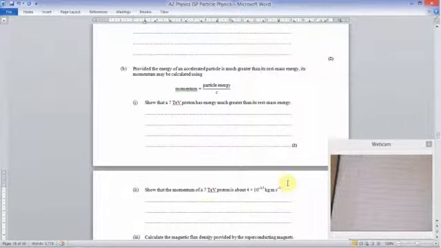So the first thing we're going to do is worry about this unit here. We want to get this unit out of tera electron volts and into joules, which will allow us to figure out the momentum, because this particle energy must be in joules and not in electron volts.